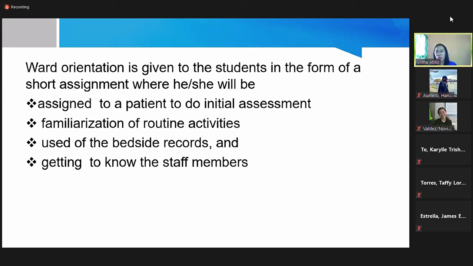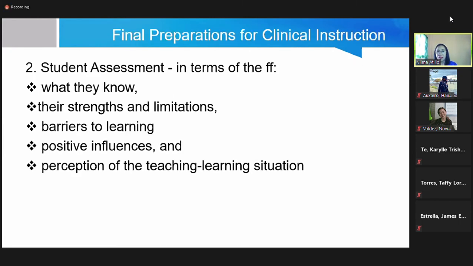Hindi tayo magdirekta. Then, student assessment in terms of the following: what they know, their strengths and limitations, barriers to learning, positive influences, and perception of the teaching-learning situations. So, what they know, this is through return demonstrations, mga ganyan. Then we have quizzes in the ward, and also discussions in the ward, pre and post conferences. Sa post conference, usually this is the time where the clinical instructors will give quizzes. So expect every day to receive a quiz.